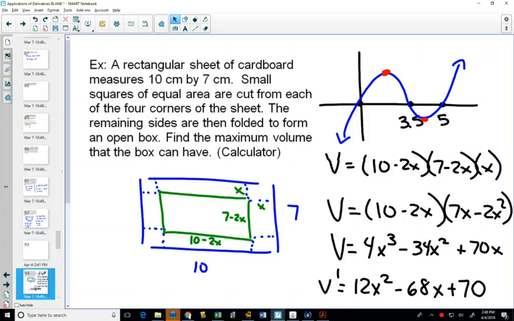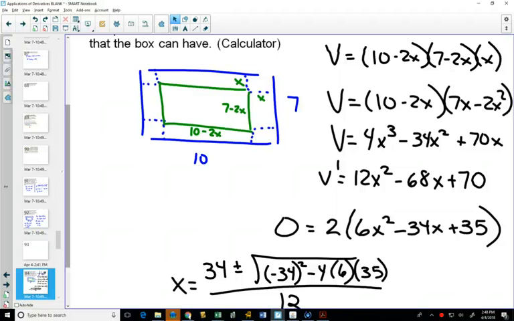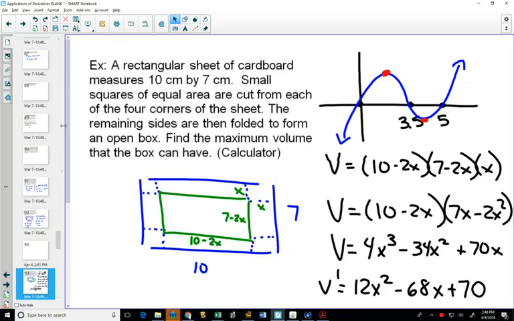So if we did go to our calculator, we could find the maximum. If we applied this and found the values of x, one of those values of x will be between 0 and 3.5. The other value of x will be between 3.5 and 5. We could take out our calculator and do those calculations and find it exactly. Plug it back into your original equation to find the actual volume. But we're not going to do that right now. You can do that on your own.